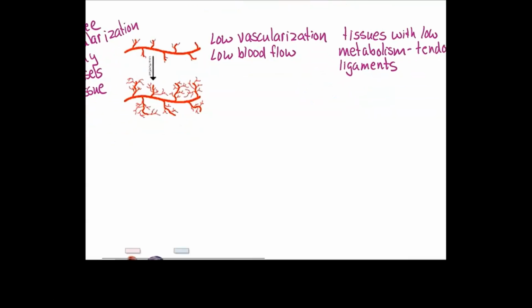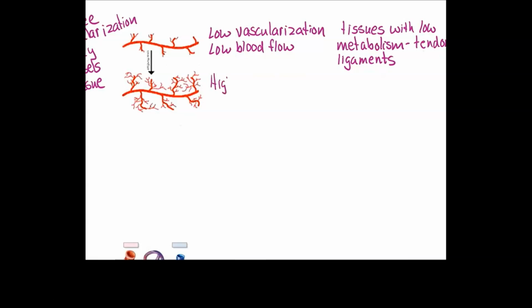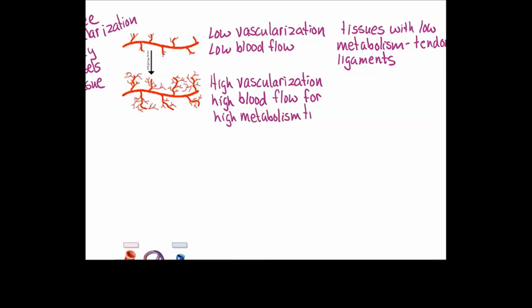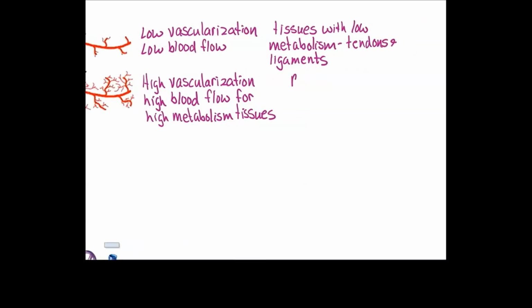The bottom picture shows a high degree of vascularization. This would be tissues that have a high metabolism. So this is high blood flow for high metabolism tissues. Examples of this would be like your brain, your heart, your skeletal muscles.